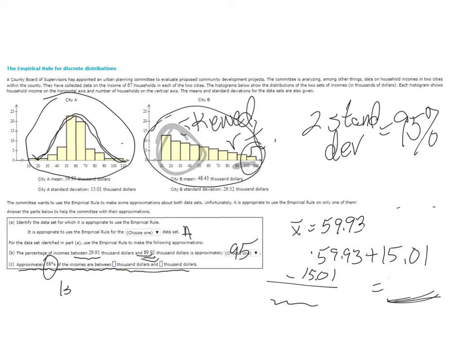This was my upper bound. This is going to be my lower bound down here. I'll let you do the math on those, but it's just a matter of adding that and subtracting that from your mean to get your numbers there.